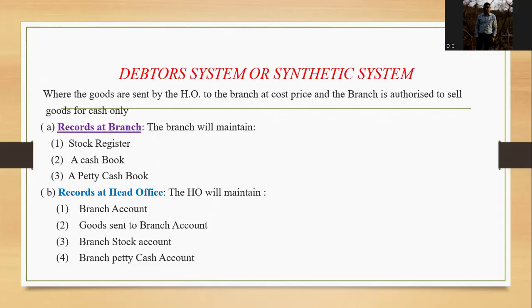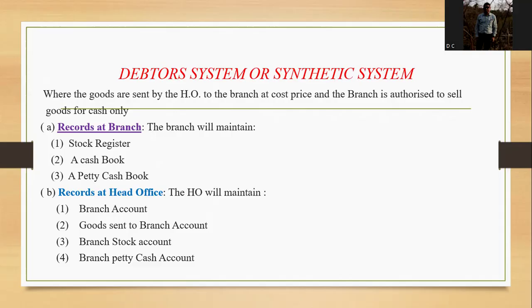So for sending the goods to the branch and returning the goods by the branch, that should be a balance. If there is a difference between the goods sent to branch and the goods returned by the branch, the balance will be transferred to trading account or purchase account. Then head office will maintain another account that is called branch stock account.